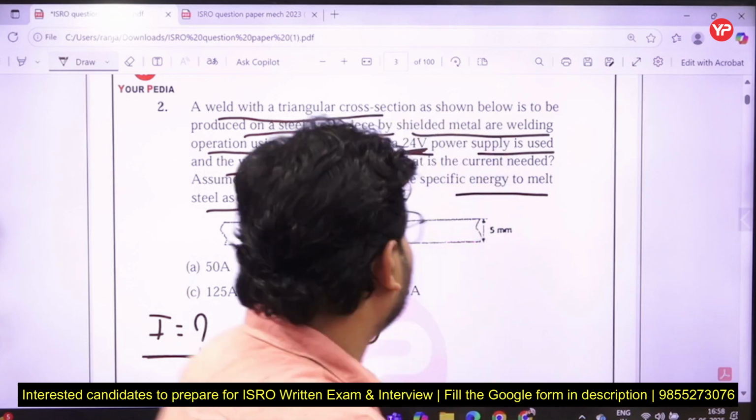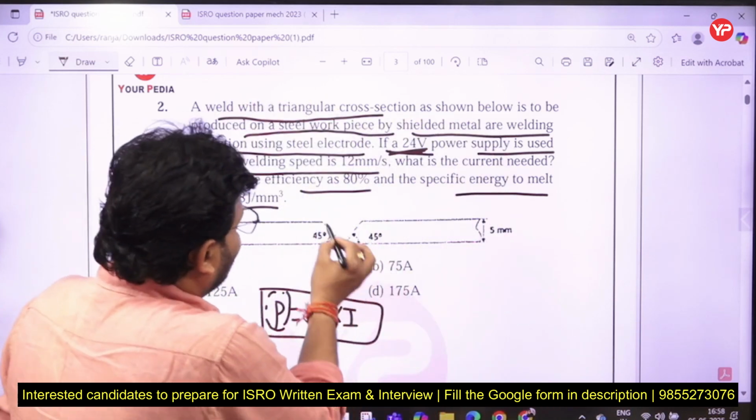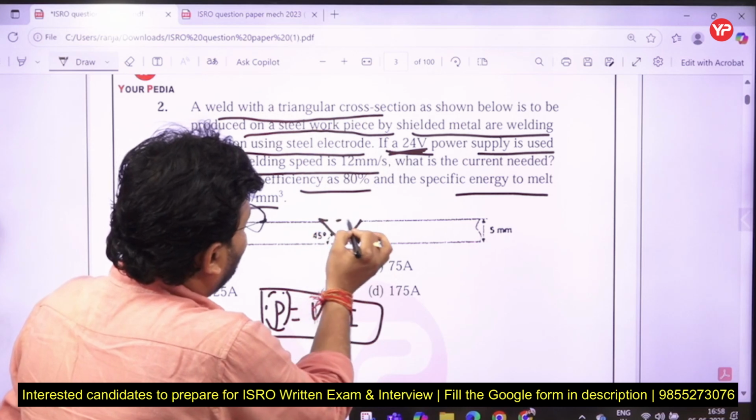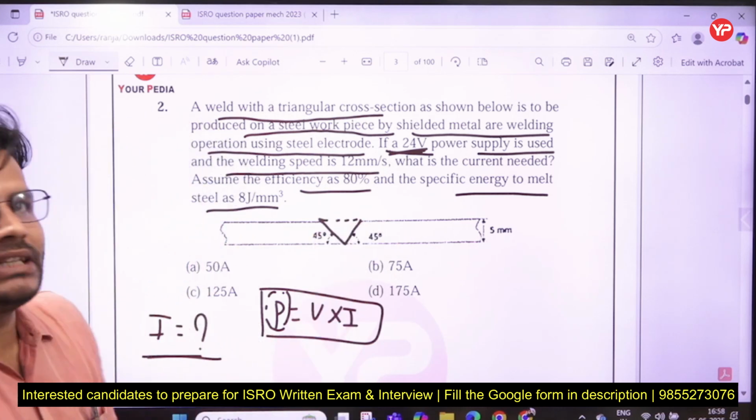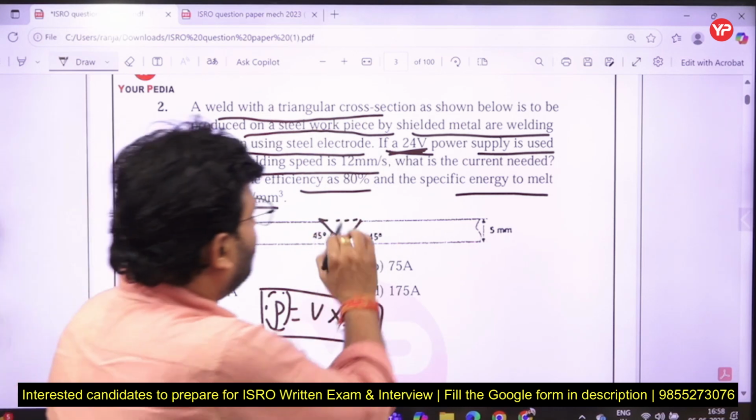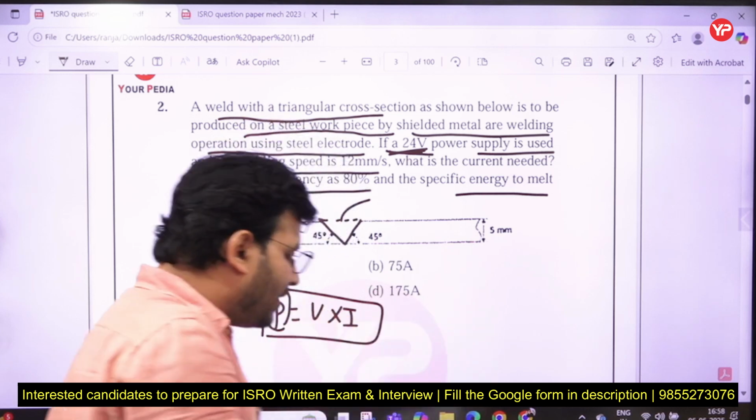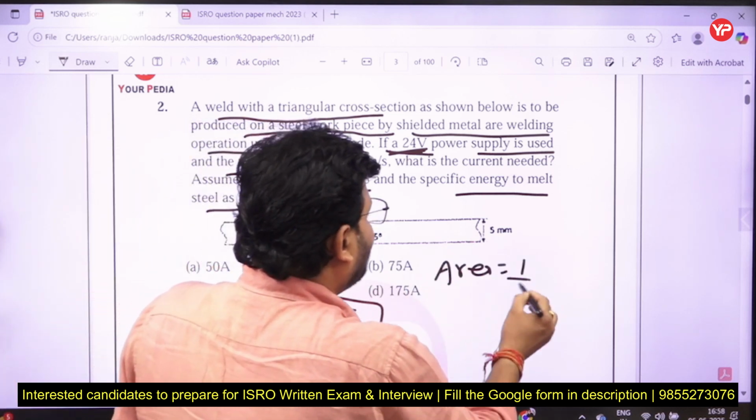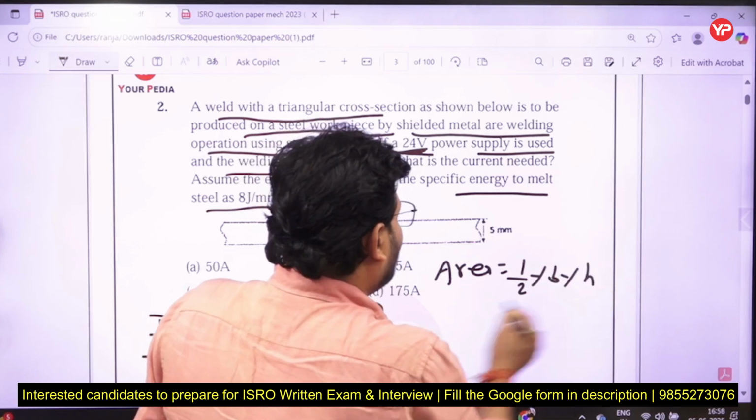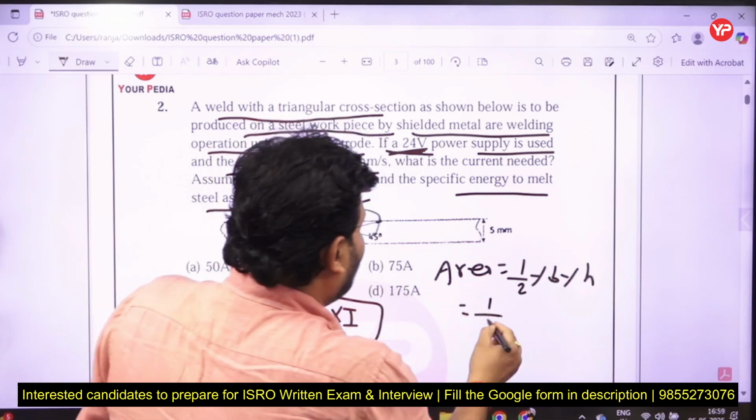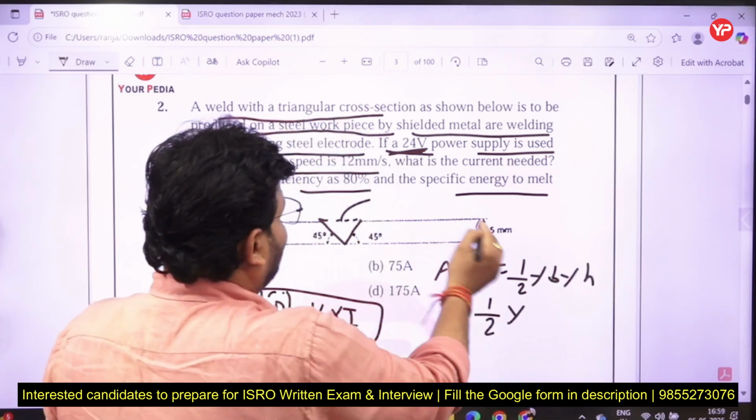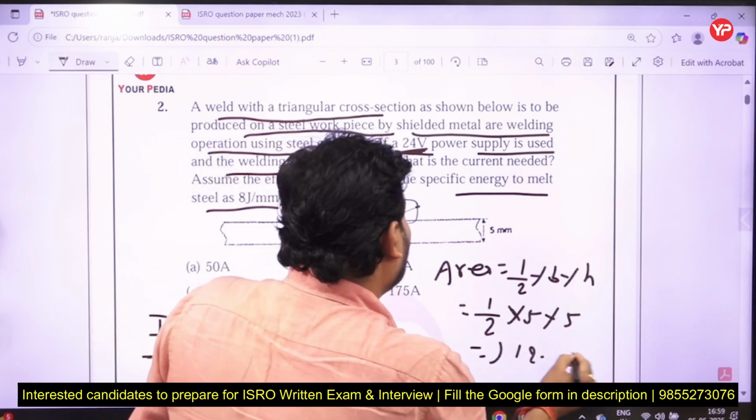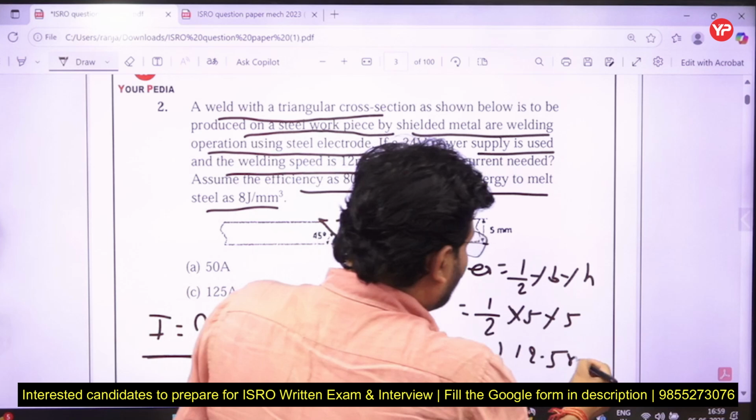So my dear friends, just think. See, there is the triangle, the joint section. So what will be the area of that? Simply we can say half base into height. So the total area is 1 by 2 into B, which is given as 5, and H is 5. It comes out to be how much? 12.5 mm square, right?